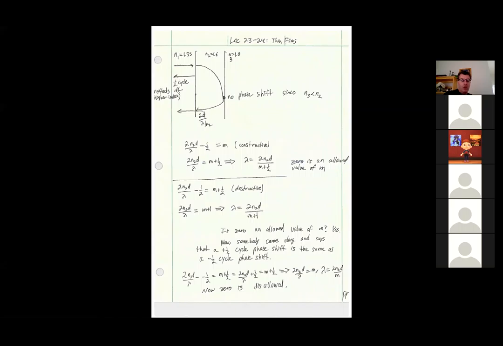But somebody else comes along and says, you know what? A plus one half cycle phase shift is the same as a minus one half cycle phase shift. There's no physical difference between the two. It's just a convention. So if I wrote 2n2d over lambda minus negative a half equals m plus a half, I get 2n2d over lambda plus a half equals m plus a half. So the one halves cancel, and I'm left with lambda equals 2n2d over m, whereas before I had lambda equals 2n2d over m plus 1. Well, now zero is disallowed.